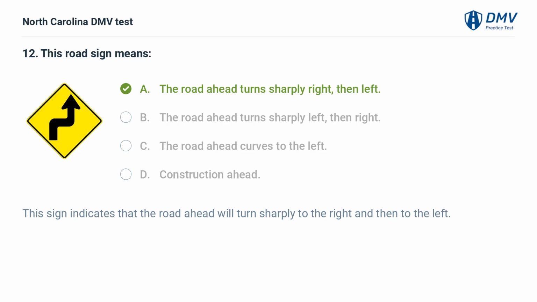A. The road ahead turns sharply right, then left. This sign indicates that the road ahead will turn sharply to the right and then to the left.